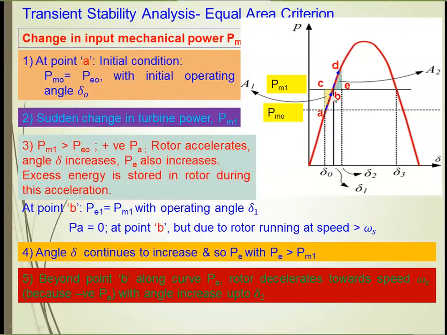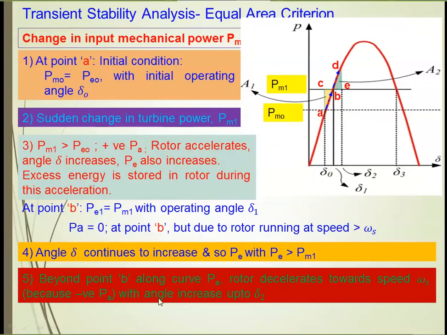In fact, during this part, the rotor speed was more than omega s. It was increasing beyond omega s in this region. But beyond this point, the rotor speed will now fall, and it will try to move towards omega s. That means it will decelerate towards omega s, because along this side the accelerating power is negative now. So the rotor will decelerate, and the rotor speed will slow down towards omega s because of negative PA.